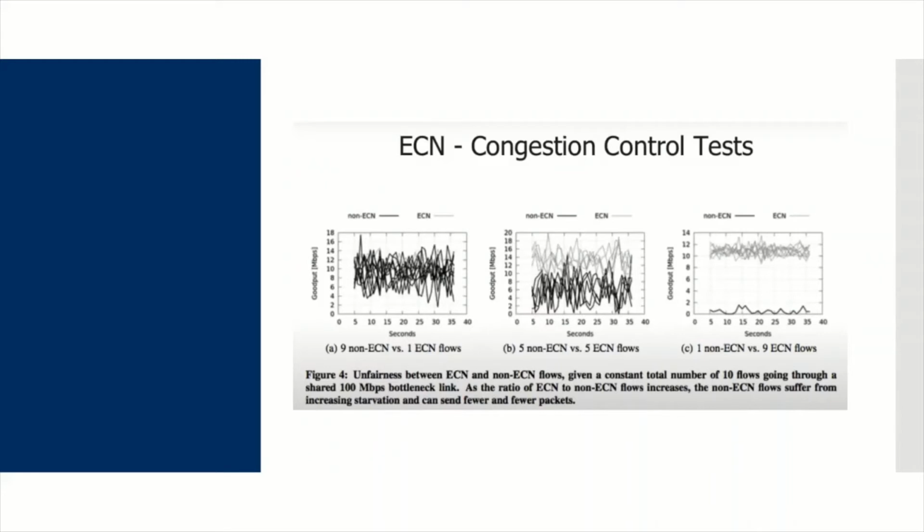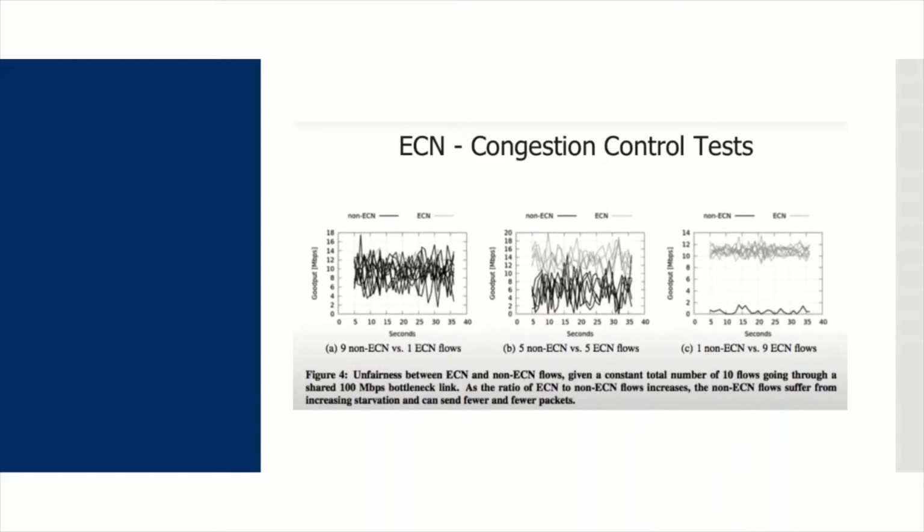The author did a congestion control test using ECN, and altogether three tests were done with 10 flows in a shared 100 megabit per second bottleneck. In the first test, which shows the goodput of 9 non-ECN and 1 ECN, we can see that ECN works perfectly fine with the 9 non-ECN, and in the second test, we compared the 5 ECN with the 5 non-ECN.